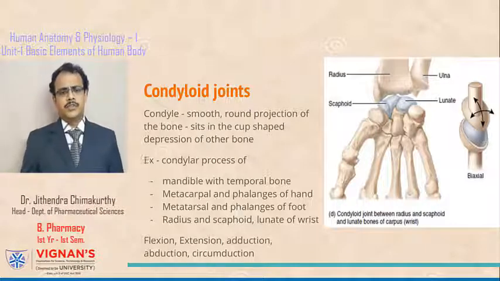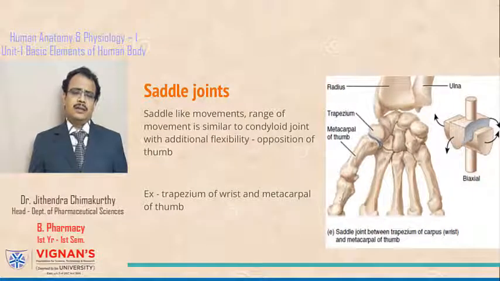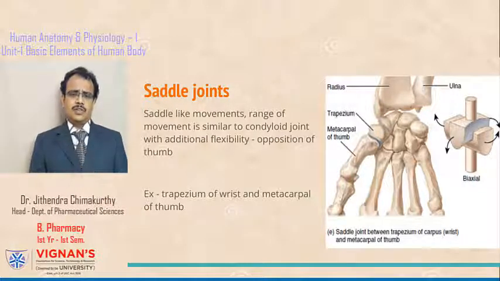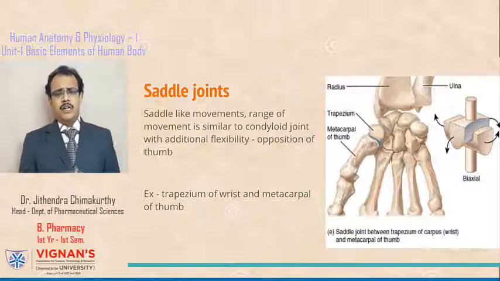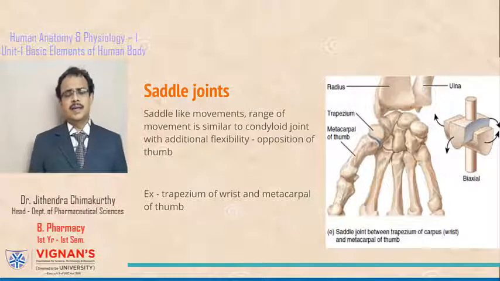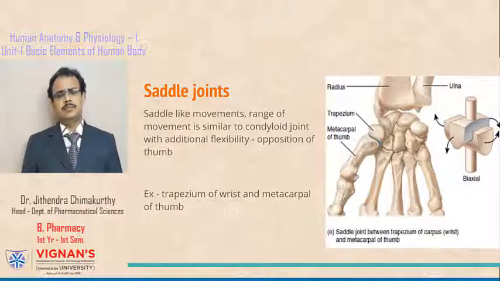The last type of joint is the saddle joint, and this appears like a man sitting on a saddle on the back of a horse, and the movement occurs as if the saddle is moving on the back of the horse. An example is the joint between the base of the first metacarpal and the trapezium of the wrist bone, and this forms the saddle joint. This type of joint allows all the movements that are possible with the condyloid joint.